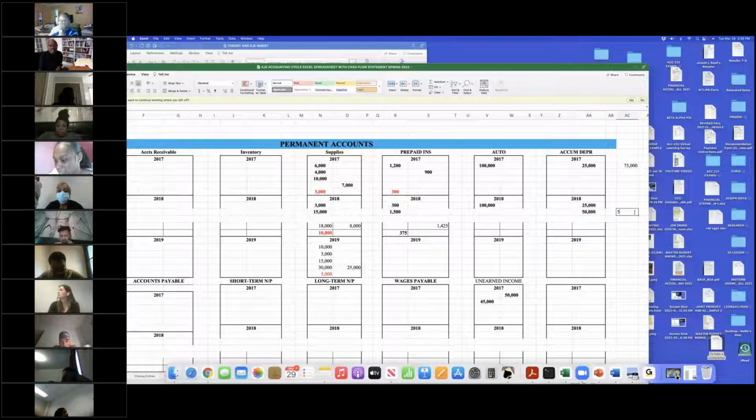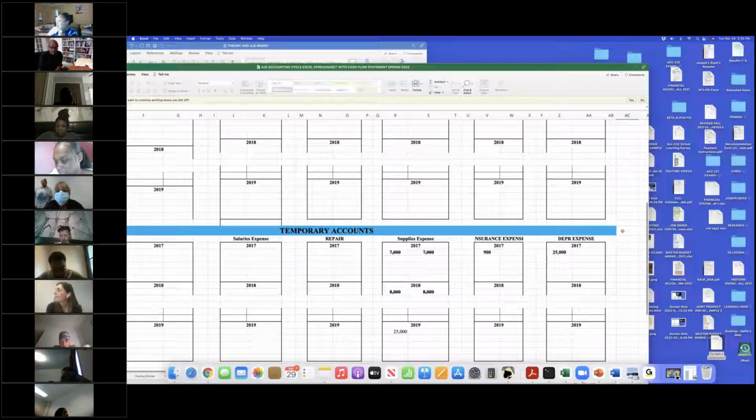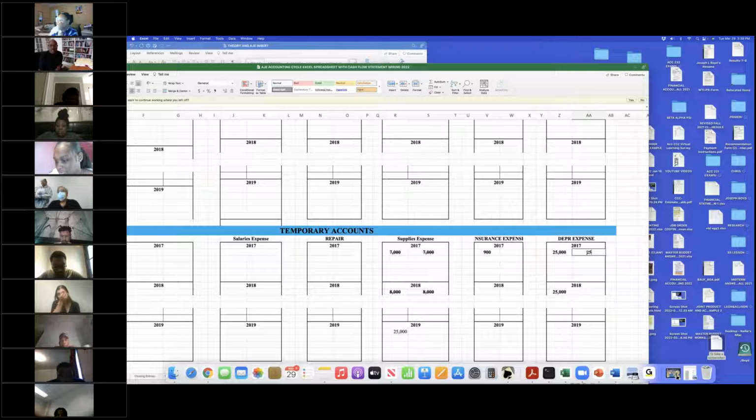But I entered the expense in 2018, it's another 25,000. But every year, these accounts below the line are being closed out. They don't go on. So let's see, Control 5. Every year we're closing them out. Okay.